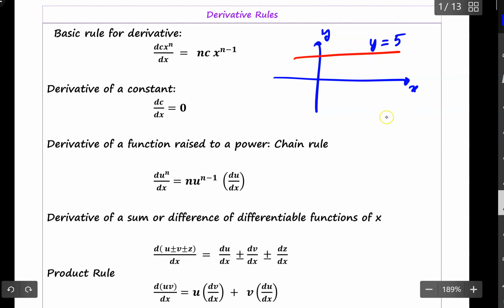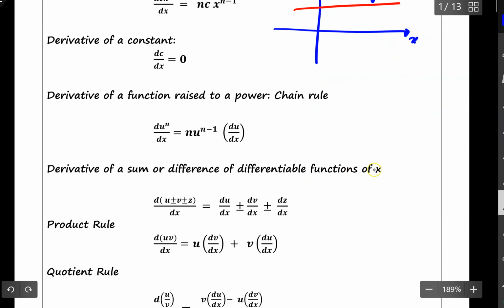Okay, so if you have a function raised to a power, this basic rule still applies to that power, but you must apply the concept called the chain rule. So after you take the derivative of that function, you have to multiply by the derivative of what's inside the bracket. That means the derivative of your u right here. Okay, derivative of a sum and difference: you can differentiate each one individually and you add or subtract them.